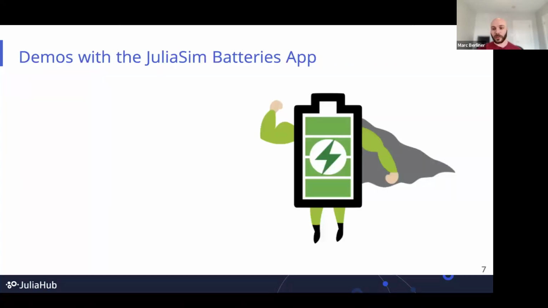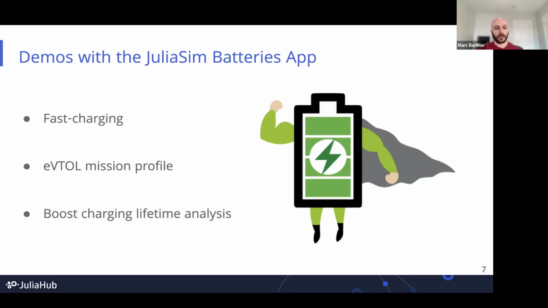So today we're going to show a few demos using the JuliaSim Batteries app. First, we're going to show a quick fast charging example using an LCO and an NMC chemistry. Then we're going to show an eVTOL mission profile using LFP as well as NCA chemistries. And from there, we're going to go to a lifetime analysis, looking at 50 cycles of charging and discharging with this fast charging method called boost charging.